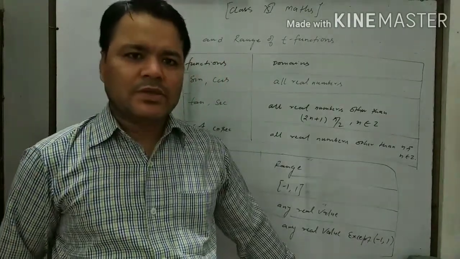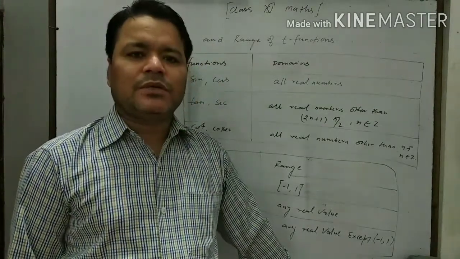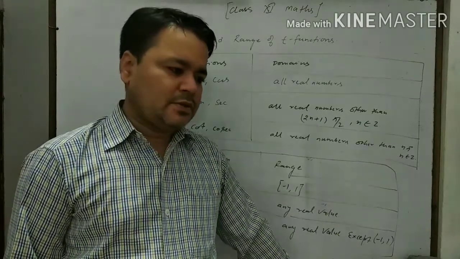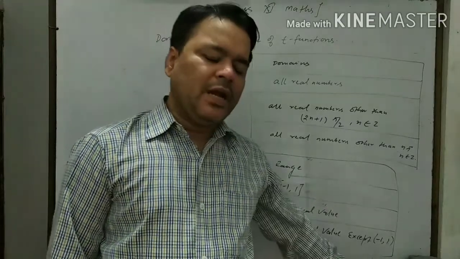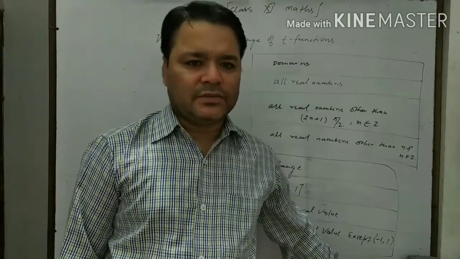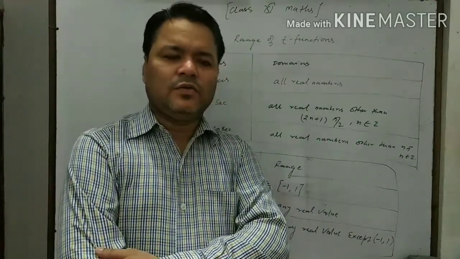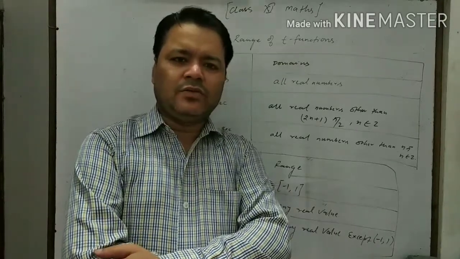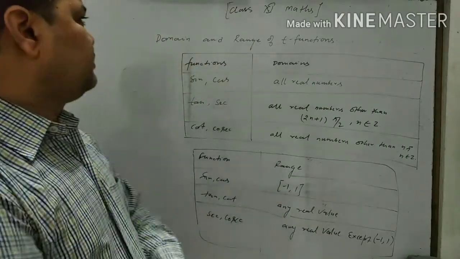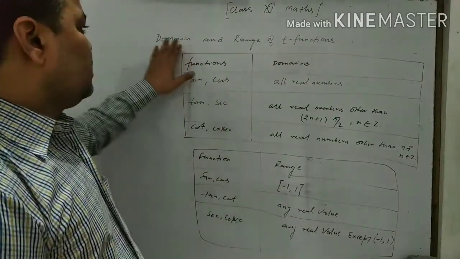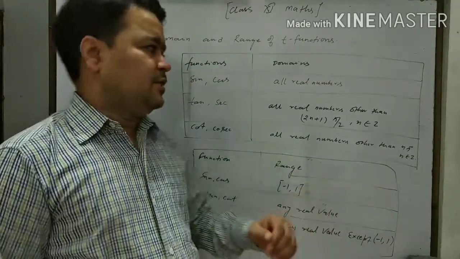In our last video class, we discussed some solutions of exercise 3.3. But today, again, I want to revise the domain and range of trigonometric functions. You know that there are 6 trigonometric functions: sine, cosine, tangent, cotangent, secant and cosecant. On the basis of the trigonometric functions, we try to find their domain and range.